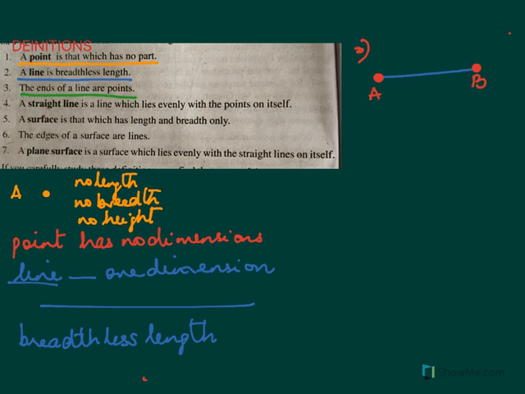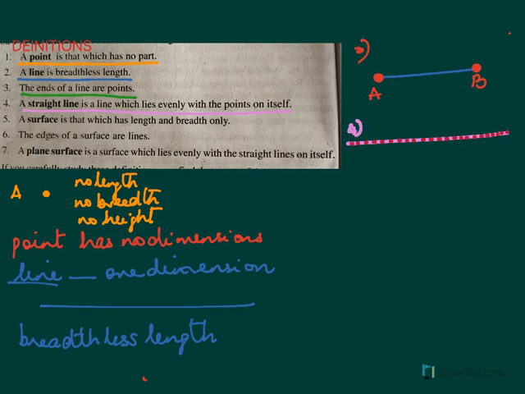Now for the fourth one, a straight line is a line which lies evenly with the points on itself. So if I were to draw a straight line like this, what does a straight line consist of? It consists of many points lying evenly on it. All these points lying evenly, if you put them together, you will get a line. So that was the fourth one.